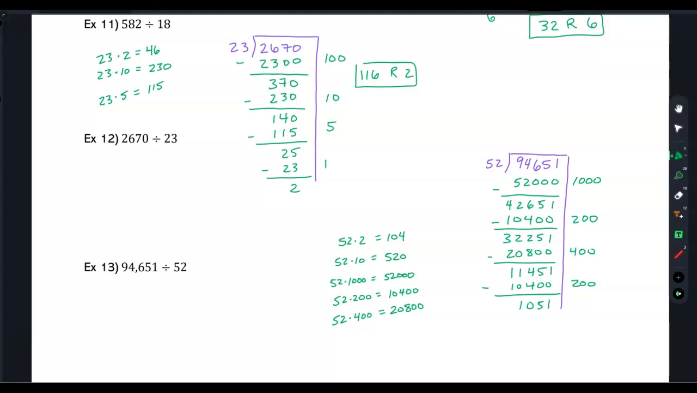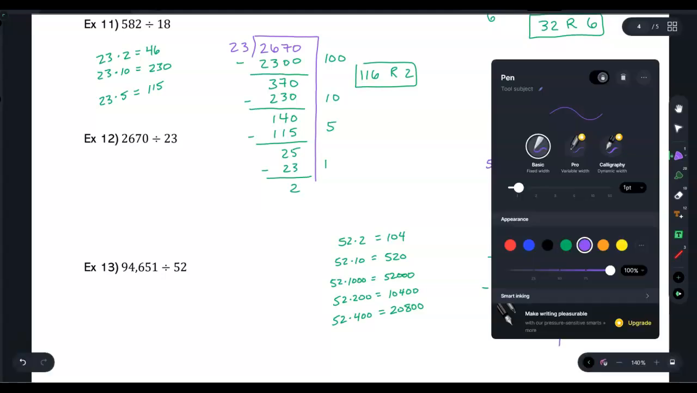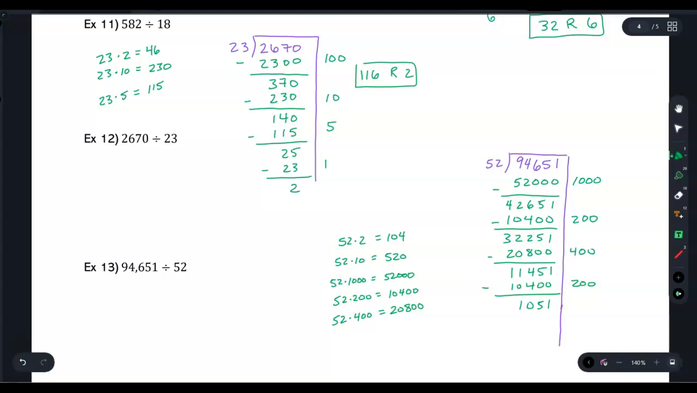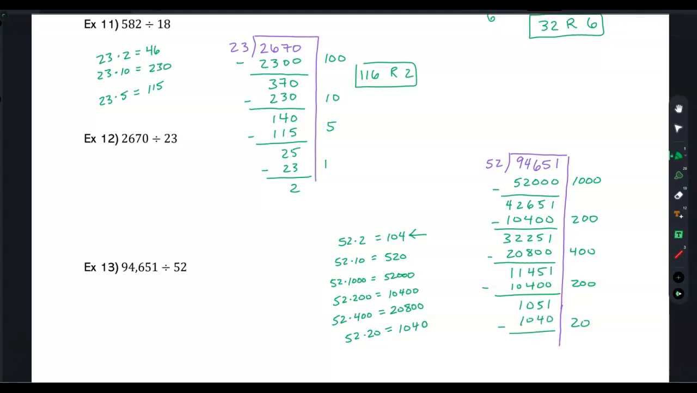1,051. And guys, if you don't make your bar long enough, it's not like I knew how long to make it, right? It's however long it needs to be. So then let's see what would go into this. Since this starts with a 1, I could kind of work with this idea. So maybe 52 times 20. So if I subtract 52 20 times, so 52 times 2 is 104, so 52 times 20 would have to be 1,040.